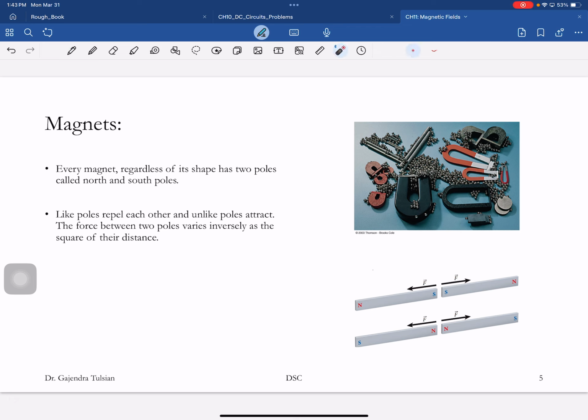All right, here are two magnets. Like poles repel each other, and unlike poles attract each other. All magnets come with two poles. And there are magnets of various shapes. Here's a horseshoe magnet, bar magnet, and so on.